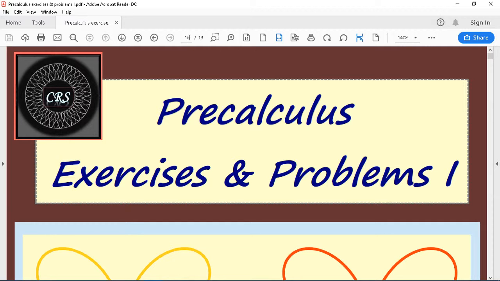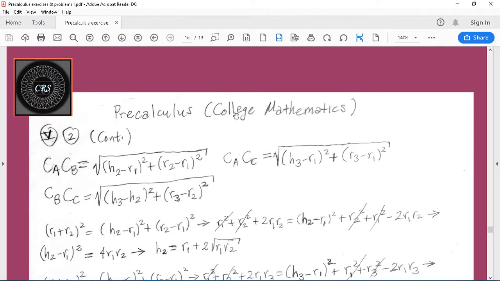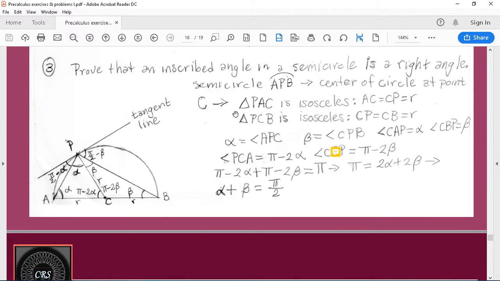In this video, we're going to continue with our geometry problems. I'm going to start with this problem. It says, prove that an inscribed angle in a semicircle is a right angle. Here we have a semicircle A, P, B, with center in C.